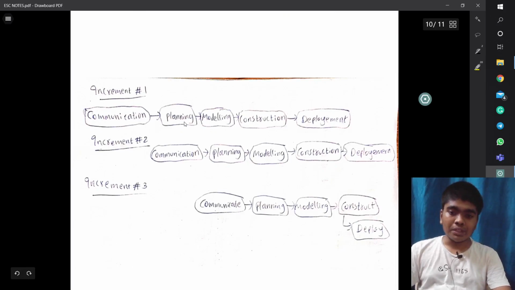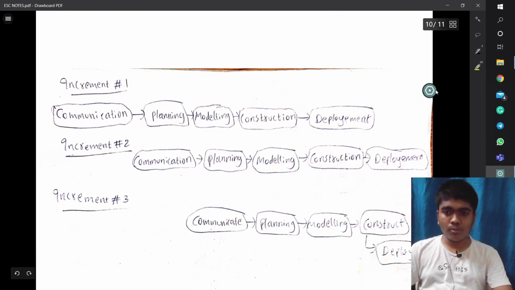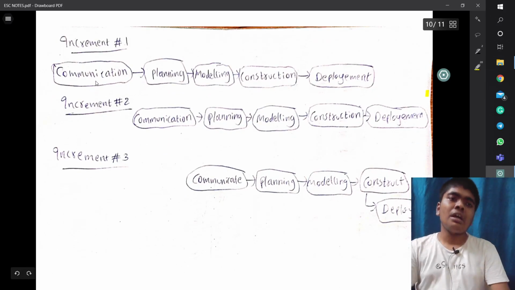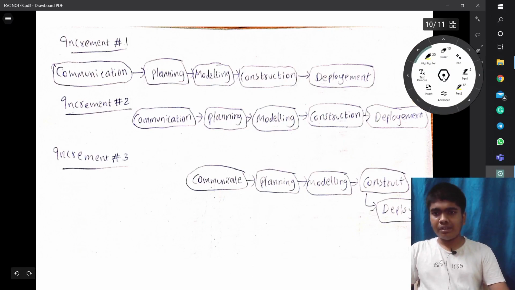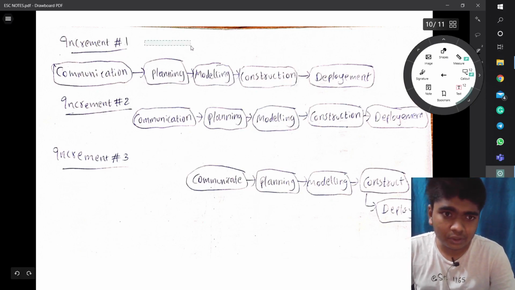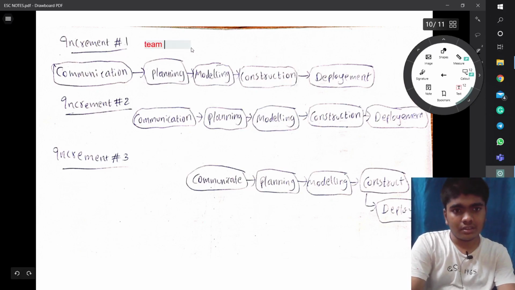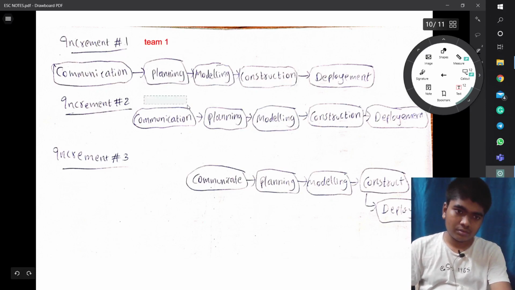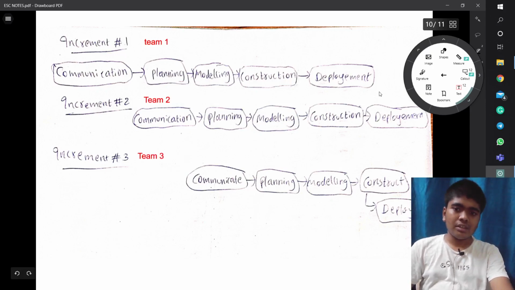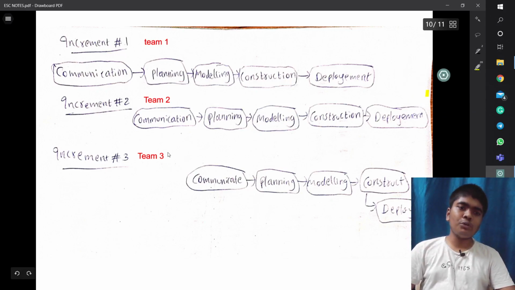Increment 1, don't panic. This is the diagram. Here, we will keep the word increment aside. Increment is not a particular word. We can just consider team 1, team 2, team 3. We can consider these as our teams.